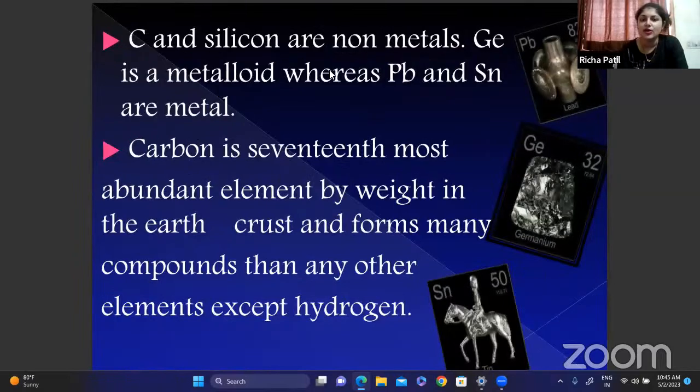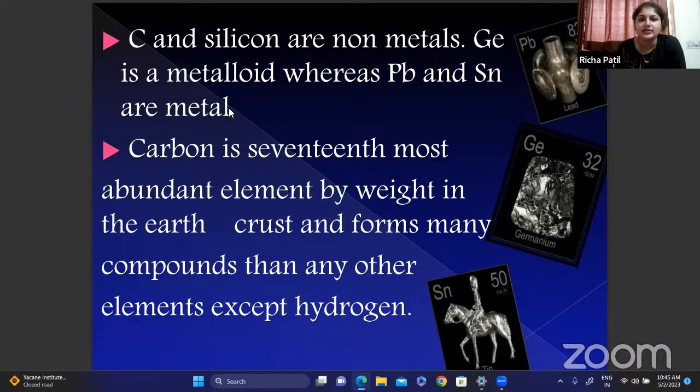So carbon and silicon are non-metals. Germanium is a metalloid, and lead and tin are metals. Germanium is a metalloid, so it acts both as a metal and as a non-metal. Metalloid is nothing but an element that acts both as a metal as well as a non-metal.